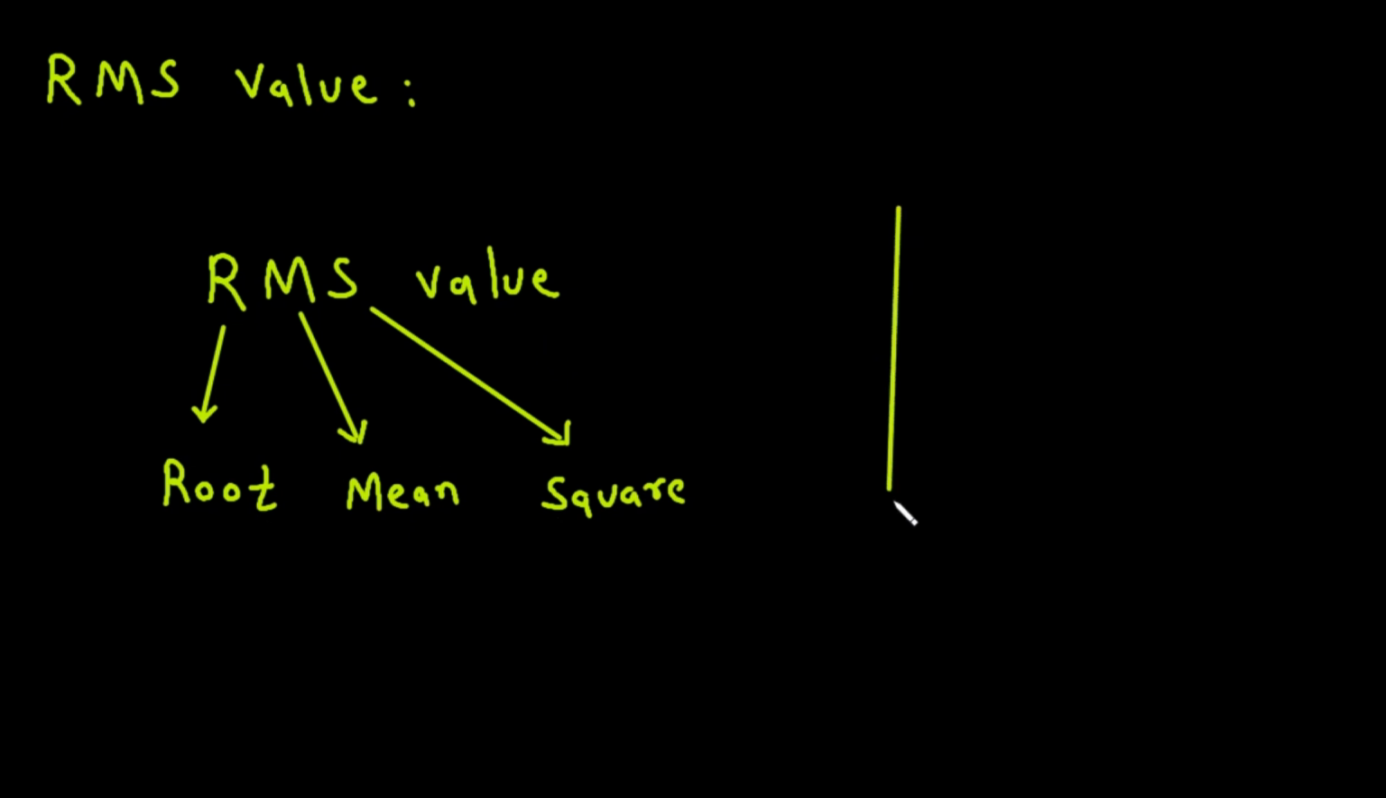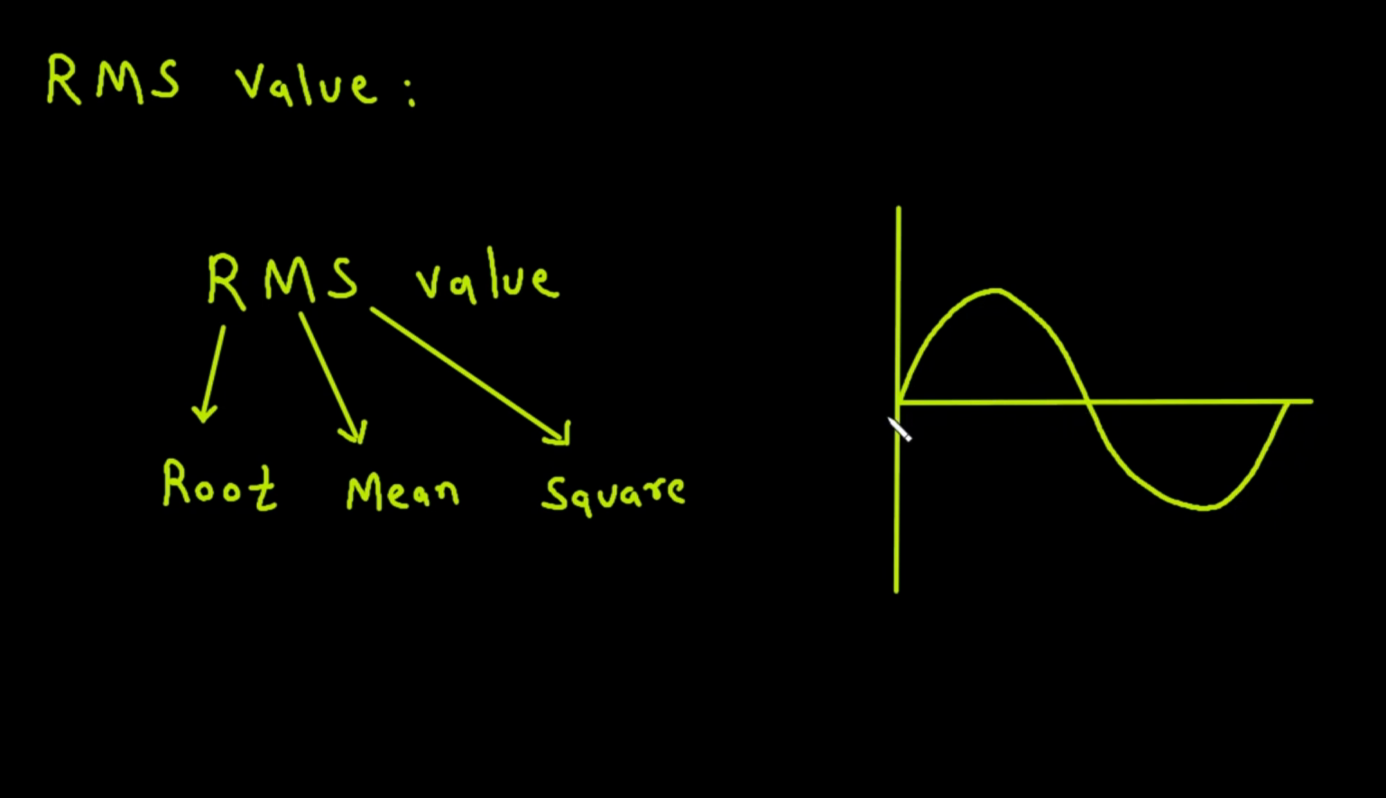Now, let's say we have an AC waveform like this. Now, for an AC waveform, we know that it starts from 0, then goes to its maximum value. This is called Vm. Then again, it goes back to 0. This is called zero crossing. Then again, it goes to maximum value, but this time in the negative direction. So, it will be minus Vm. Then again from this minus Vm, it goes back to 0. So, this completes one cycle.